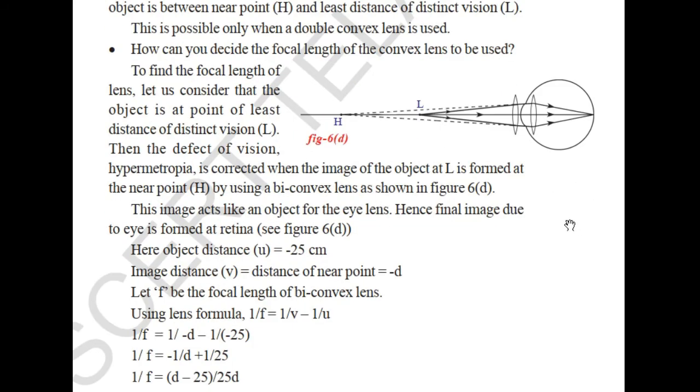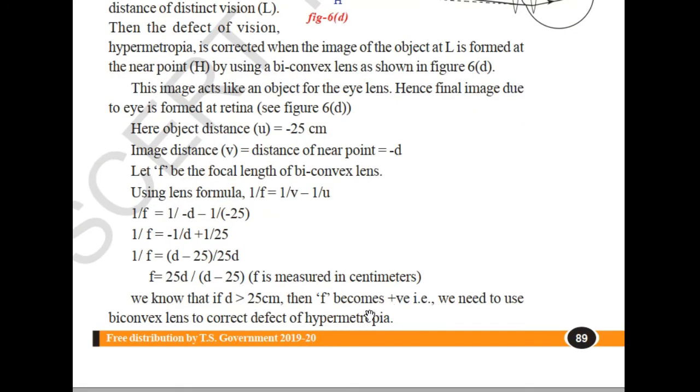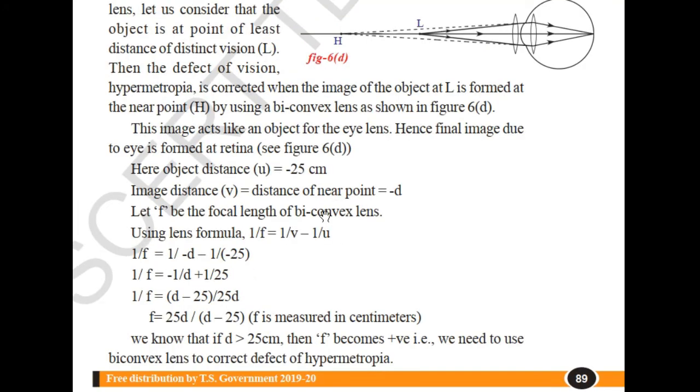So here the d value will be positive, so f will be positive, which includes a biconvex lens. So a biconvex lens has to be used here. The u value and v value we know already, we will substitute them. So here the f value is 25d by (d - 25), so it is a measure. So d is greater than 25 centimeters. Then only f will become positive.